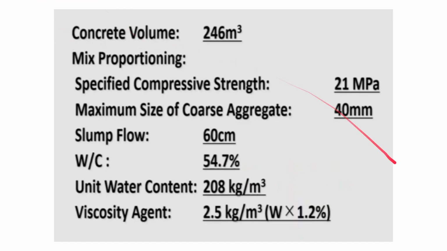In this other case, for a 246 meter cube concrete volume, they applied mix proportioning, and for a specified compressive strength of 21 megapascal, they found that the maximum size of coarse aggregate is 40 mm. The slump flow is 60 centimeter. The water cement ratio is 54.7%. The unit water content is 208 kg per meter cube, and the viscosity agent has been taken as 1.2%, with the W value coming to 2.5 kg per meter cube. As we saw in the chart, it is a very good value.